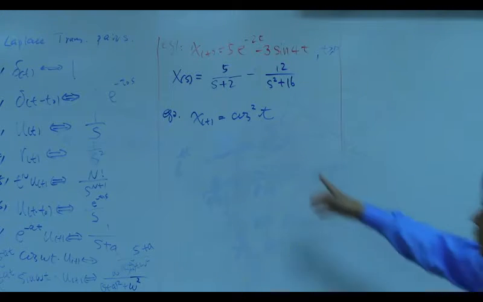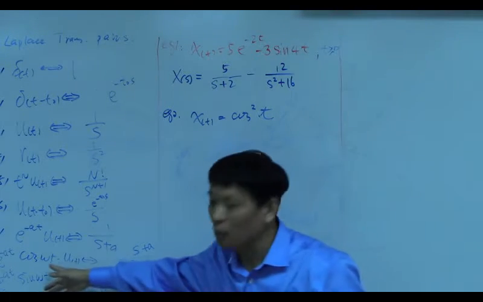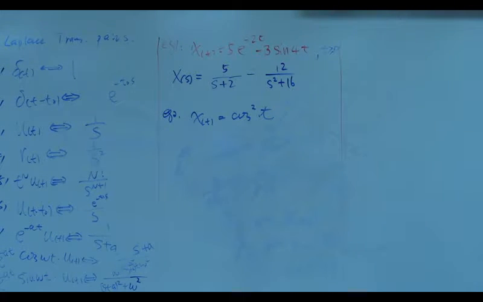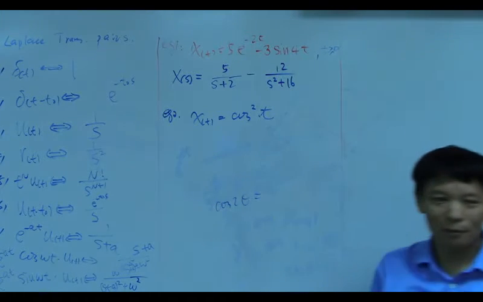I don't like this square. Instead, I like only the cosine function. I don't like that square, so you need to reduce the power from 2 to 1. That's the identity, called the double angle something. Still remember this? Yeah. Okay. The cosine 2 theta equals what?